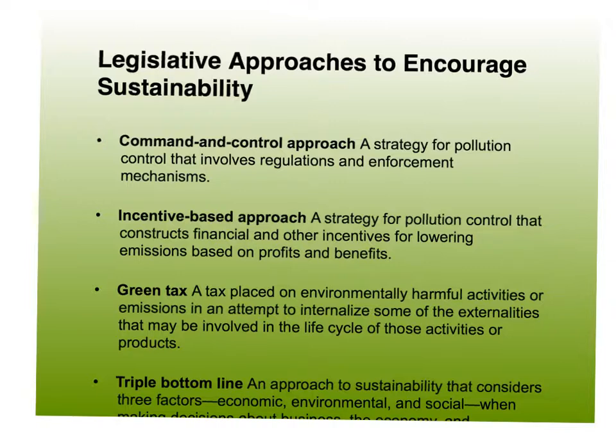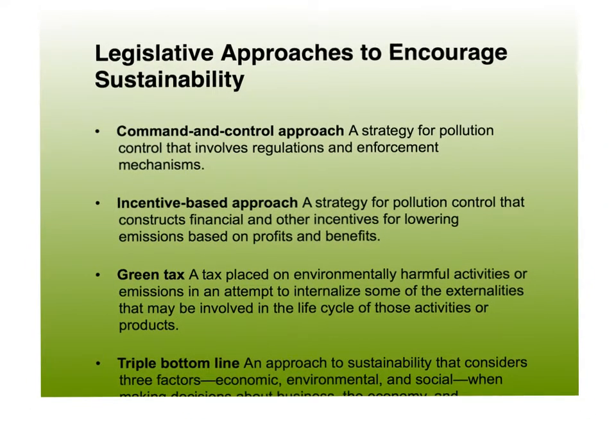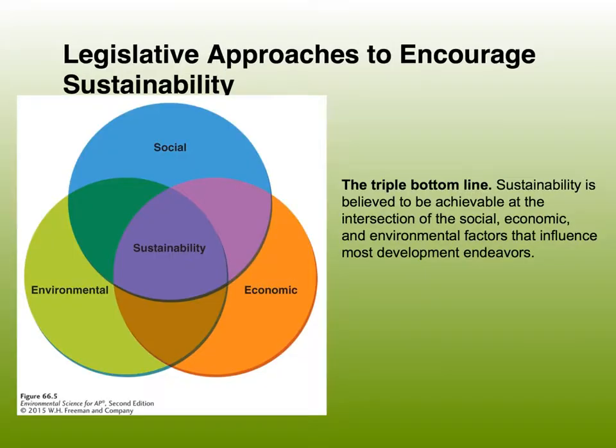Okay, and then we look at this thing called the triple bottom line, where you focus on three factors: the economic, environmental, and social. Whenever you make decisions about the business, the economy, and the environment, you try to make sure that all three of those things align. It's kind of like a win-win-win situation, right? Here's another kind of good example of that.